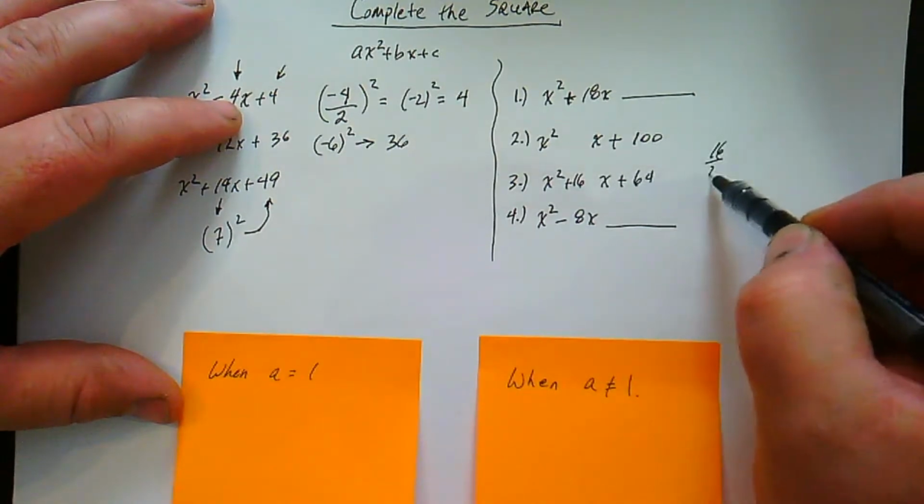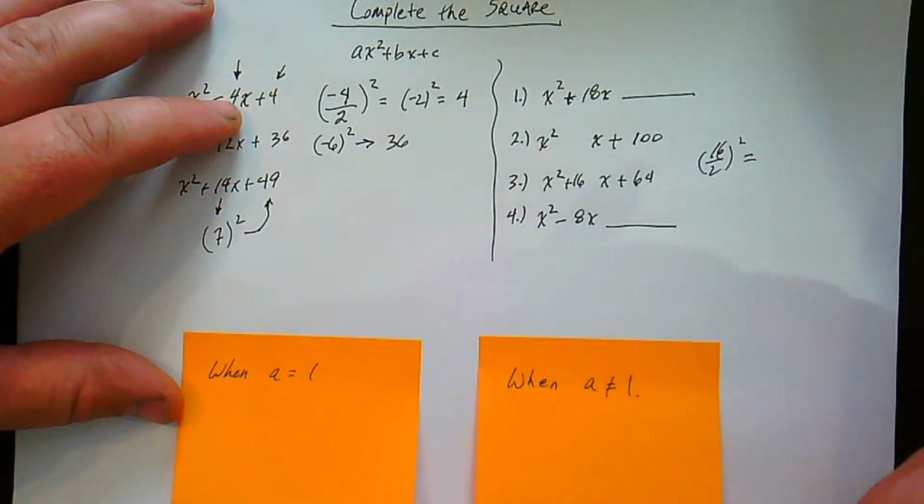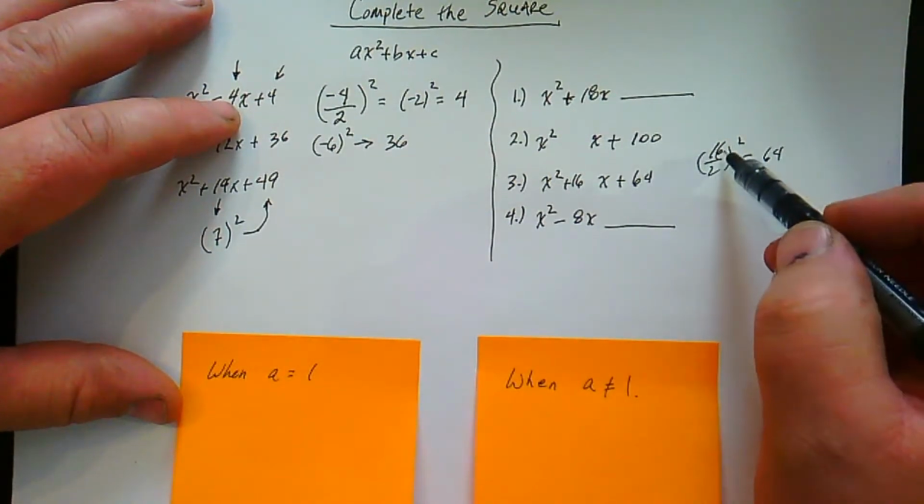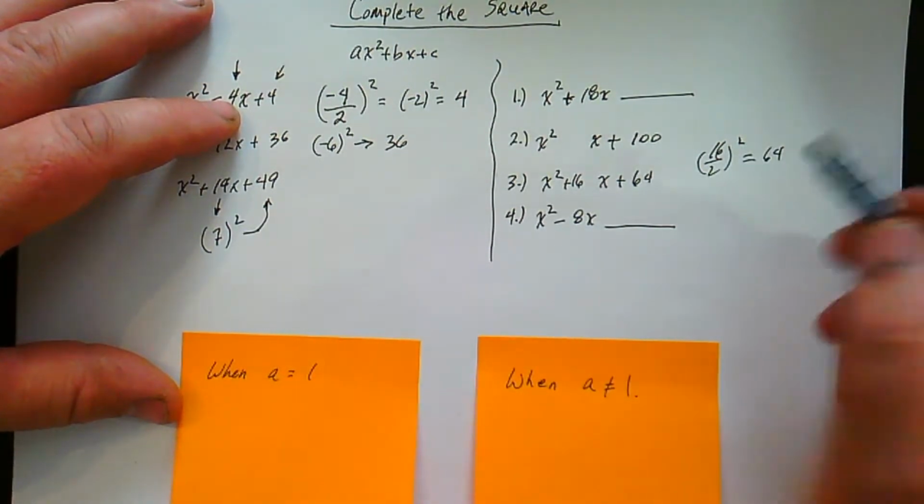So if I took 16 and divided by 2 and squared it, would I get 64? That's really the question right here, right? So half of 16 is 8. 8 squared is 64. Oh, that works pretty good.